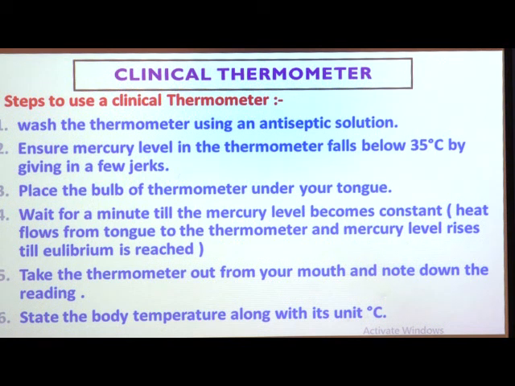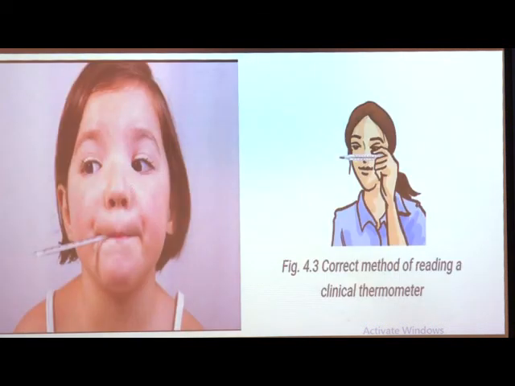And then you have to take the thermometer out from your mouth and note down the reading and state the body temperature along with its unit, degree Celsius. So, like this you have to keep that thermometer. That bulb you have to keep in your mouth below the tongue. That bulb is having mercury in it.